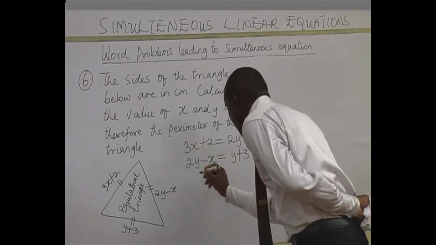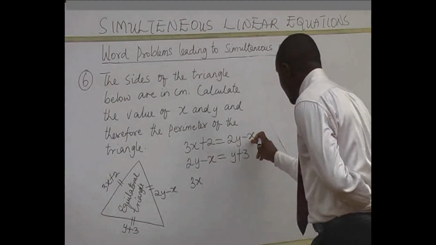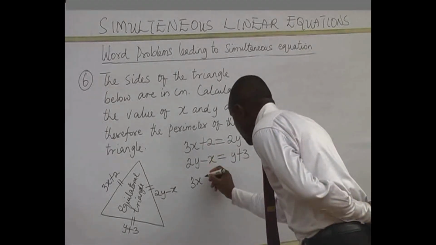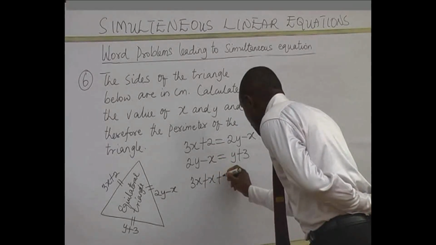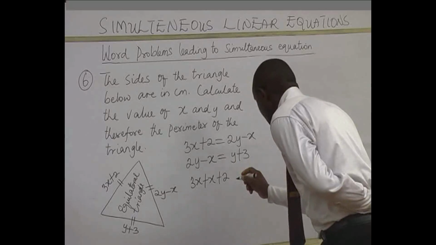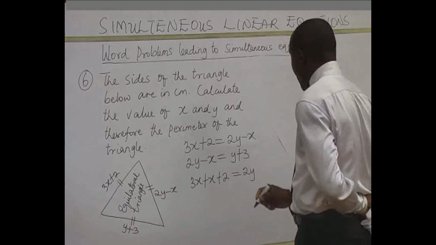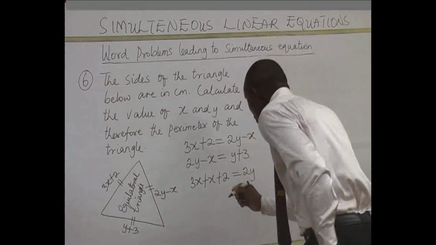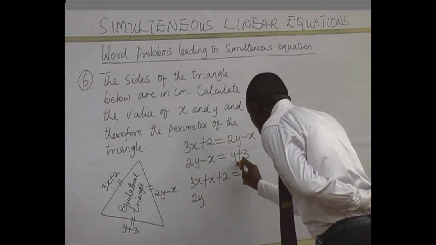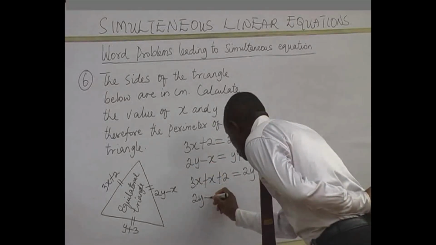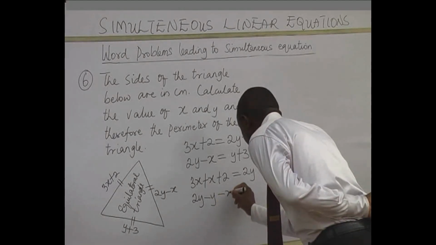From the first one, we have 3x, minus x coming over to this side, we change to plus x. Already you have plus 2 in the left hand side. Then in the other side, you are left with 2y. The second one, we have 2y, y coming to the other side, we change to minus y. Already you have minus x.